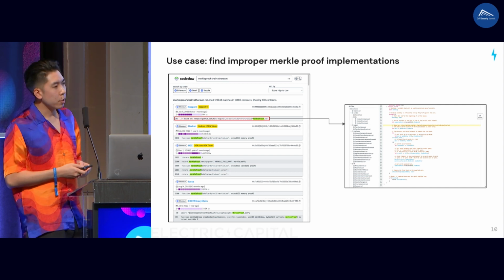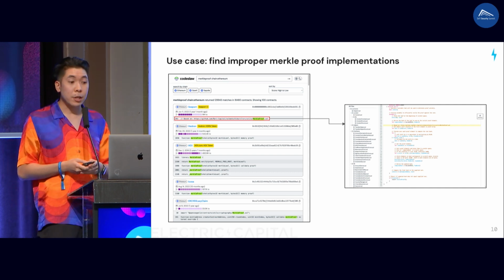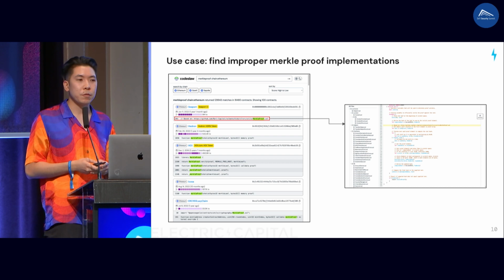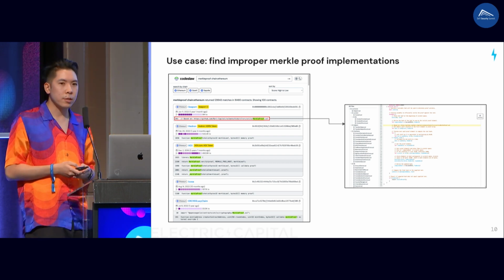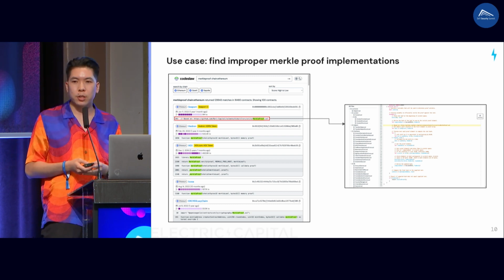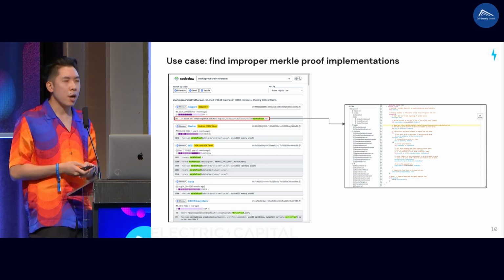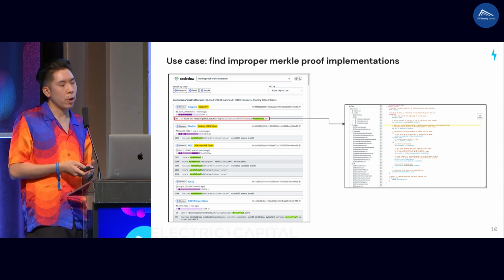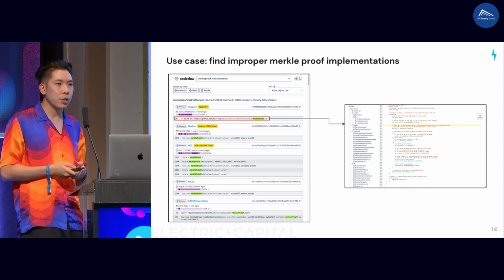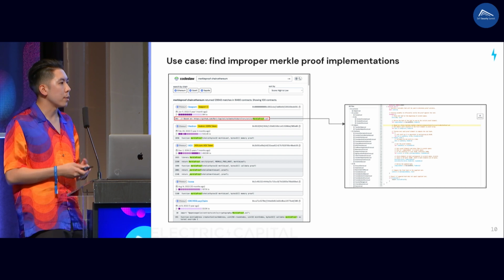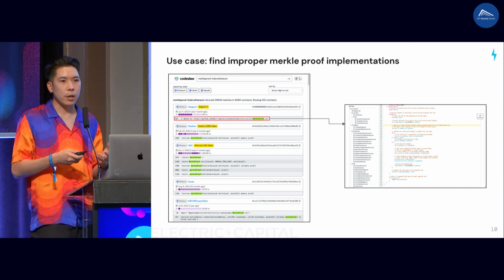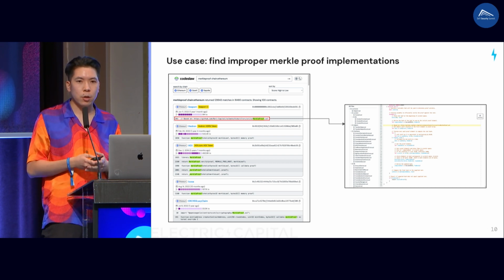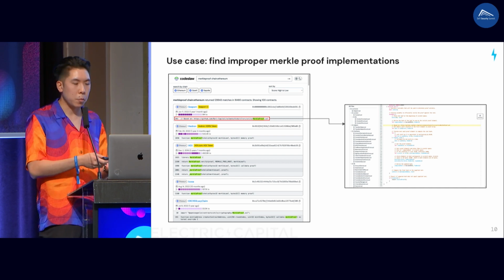And then the next one that I want to go over is finding improper implementations of Merkle proofs. The rule of thumb is to use reference implementations of data structures and algorithms. But sometimes developers choose to, or have to, roll their own implementation of these things. And so this is a common use case for Codeslaw, where you want to verify that these data structures, which are very important and critical to the functioning of a protocol, have actually been done properly.